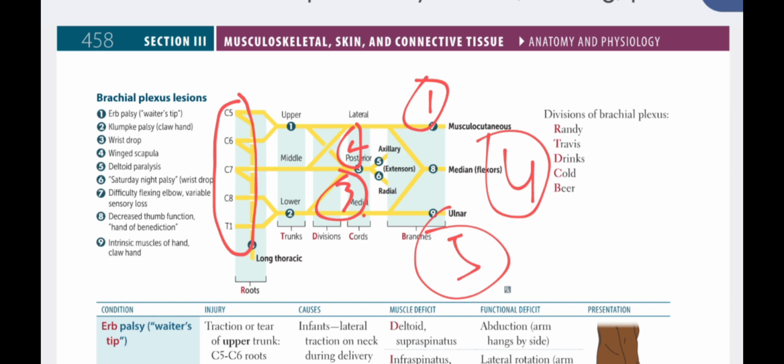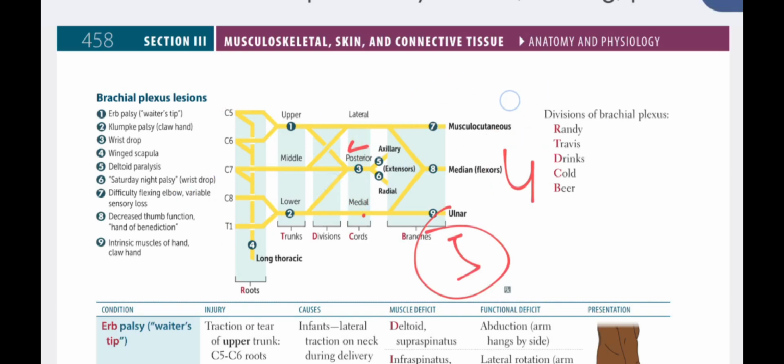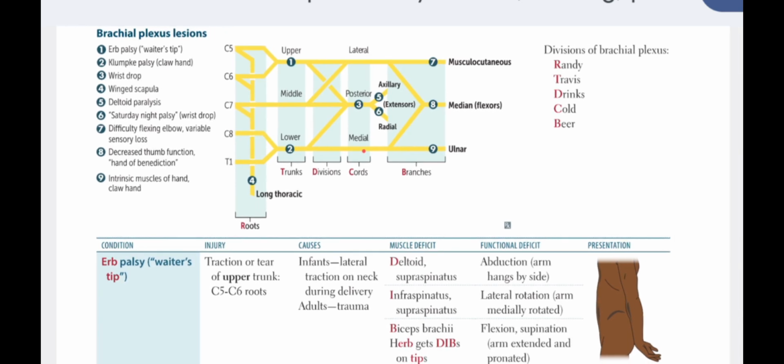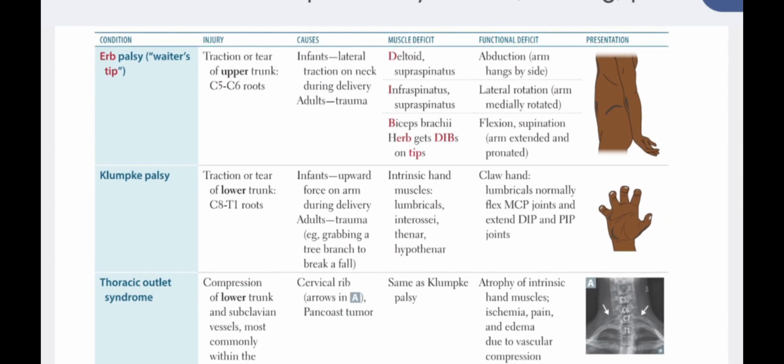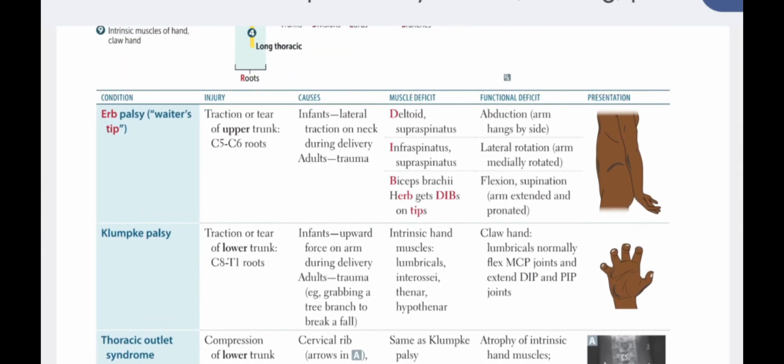Then the posterior cord gives out branches, that is the axillary, radial and median nerve. And in the last, the lower trunk continues as it is to give out the ulnar nerve. So these are the main 5 nerves, and what lesions arise from defects of these nerves we are going to study ahead. This is the continuation of the brachial plexus lesions.